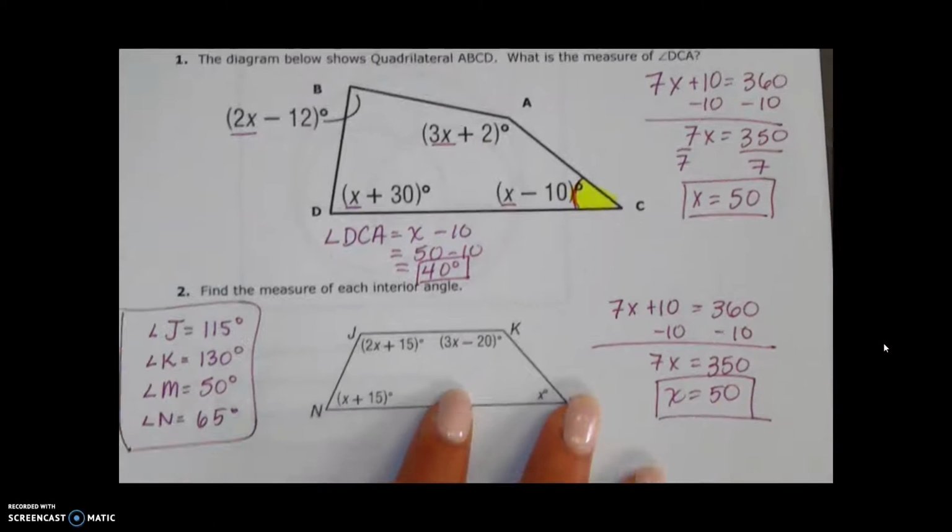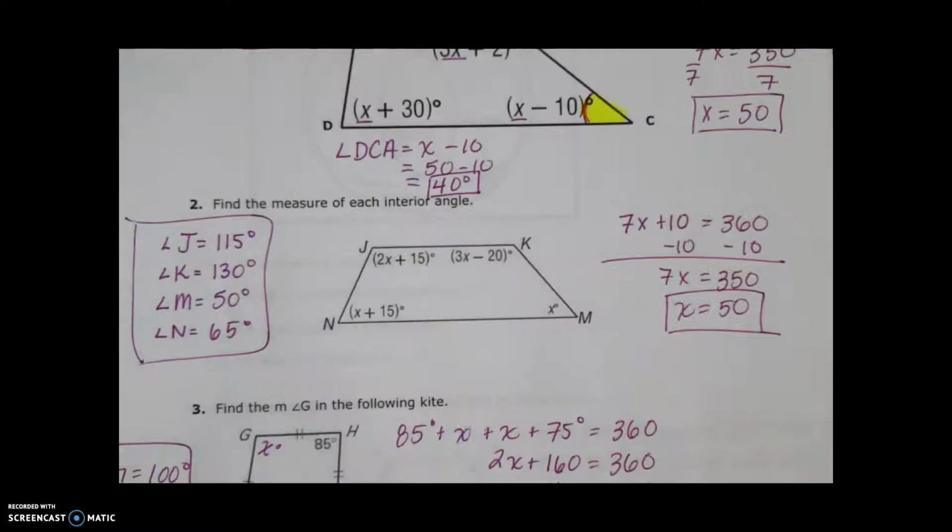It's the same process for number 2. It's a quadrilateral. It wants the measure of each and every interior angle. Since it's a quadrilateral, I know that the sum of the interior angles is 360 again. So once I added everything up, I get 7x plus 10 equals 360. Solve for x, and I get 50 again. Now what I need to do with this 50 is plug it into each of these expressions.